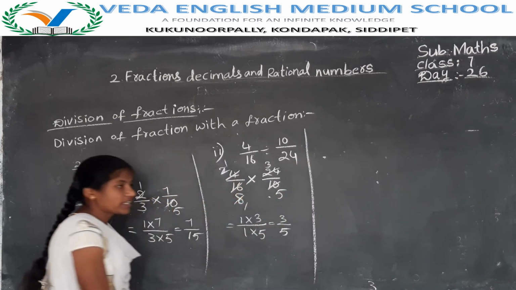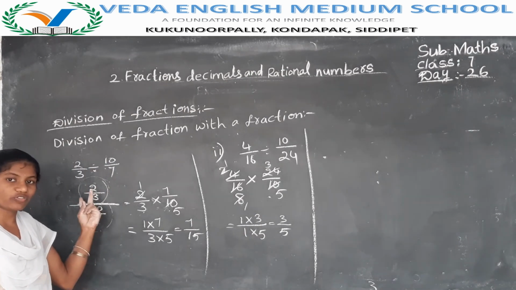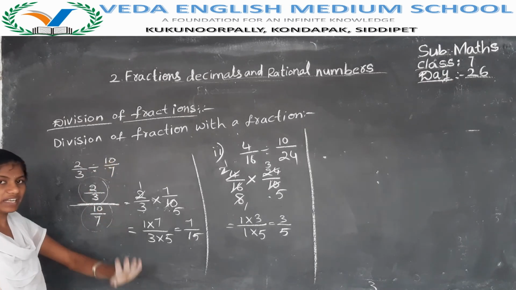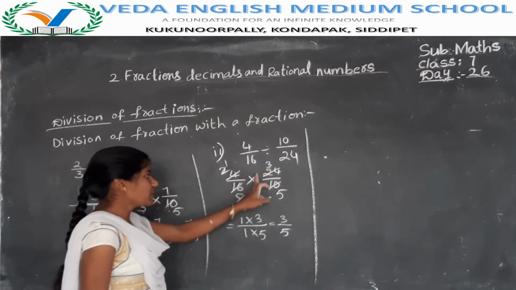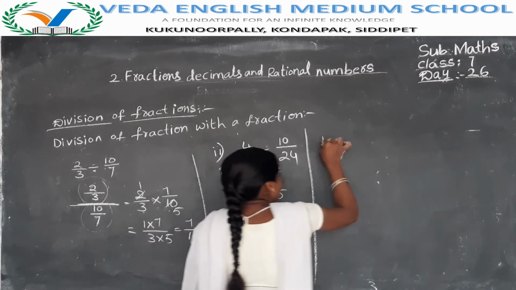Like this you have to find the division of a fraction with a fraction. If you have two fractions, then you have to do the division like this. Simply remember, the symbol will change, and the second fraction you have to write in reverse.